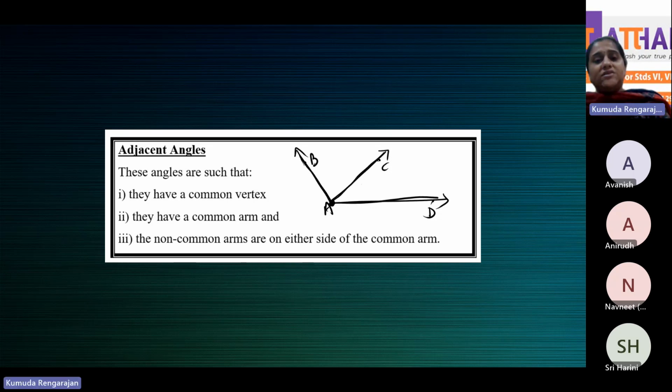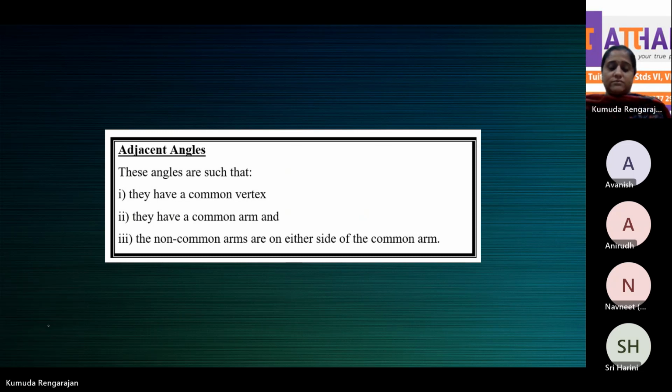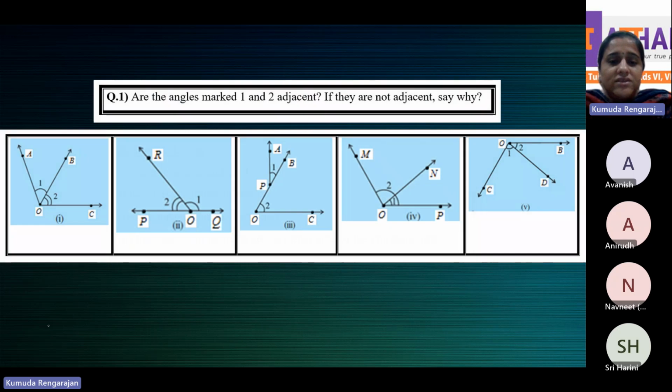Adjacent angles is also about two angles. Two angles are said to be adjacent angles if they have a common vertex, they have a common arm, and their non-common arms lie on either side of the common arm. Now let's take a question to understand.